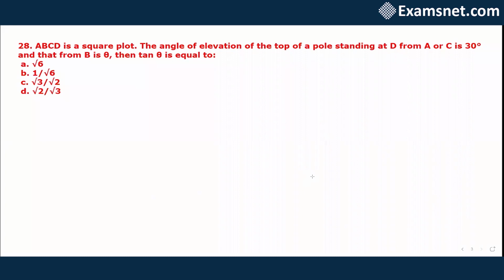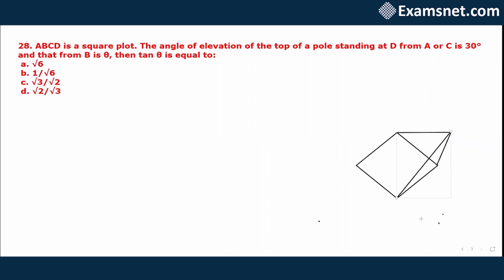It is given in question number 28. ABCD is a square plot. Okay, let me first draw a square plot here. Next, the angle of elevation of the top of a pole standing at D. Let's say this is the point D. There is a pole standing, okay, standing at D. From A and C is 30°. Let's say this is the point C and ABCD. So this is the point A.